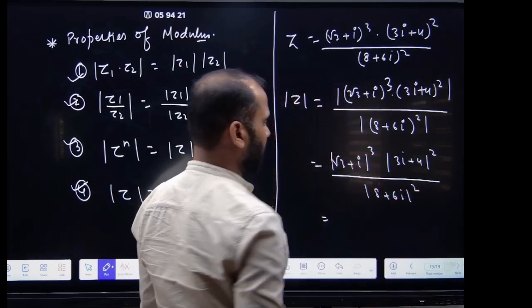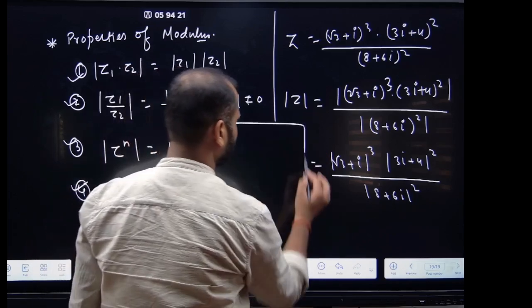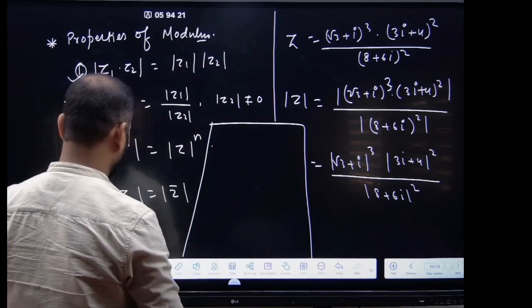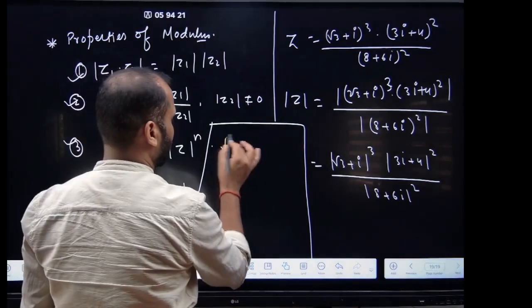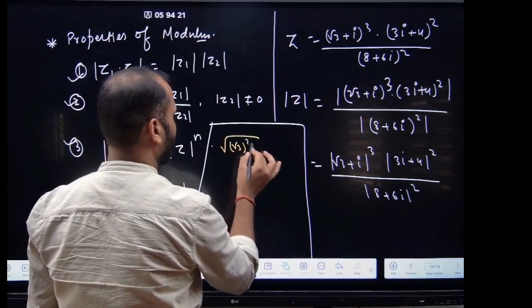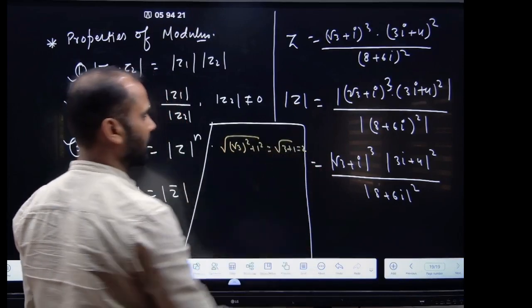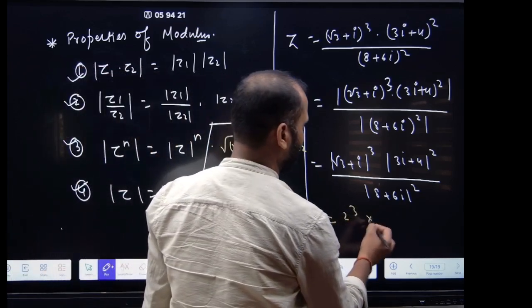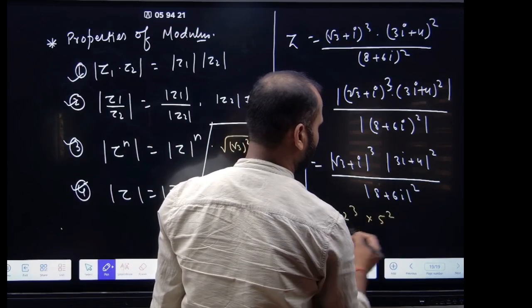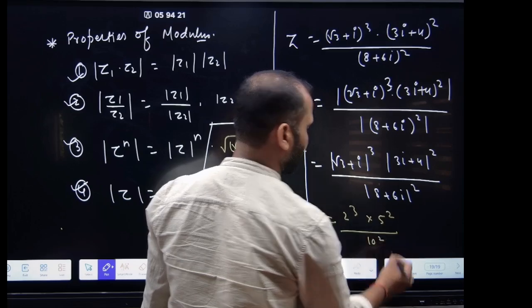What is this mod? Who will tell me? How to calculate that first mod? Just see, I will calculate the mods one by one. Root 3 the whole square plus 1 the whole square. How much will it be? 3 plus 1, 4, that is 2. 2 cube I will be writing. So this is nothing but 2 cube. This one will be 5 square, and this is 10, 10 square will be there.